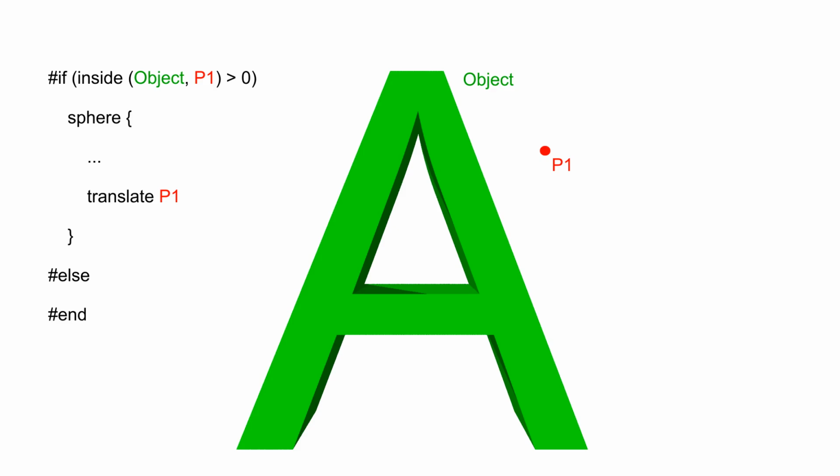Giving this cloud a specific shape. This will be achieved by using Poiret's insight function. This function examines whether a given position, P1, is inside a given object. It returns 1 when this is the case, and 0 when the position is outside of the object.